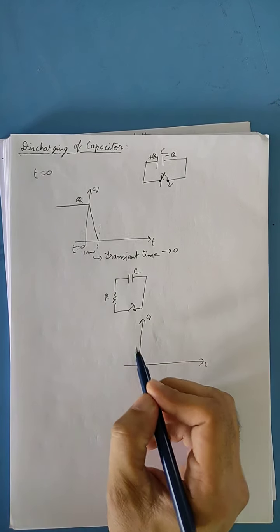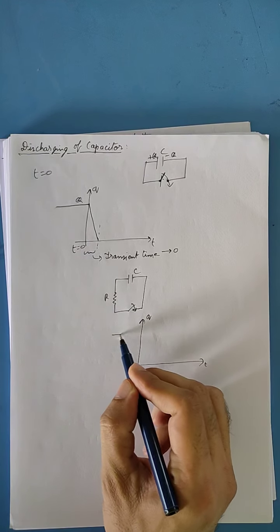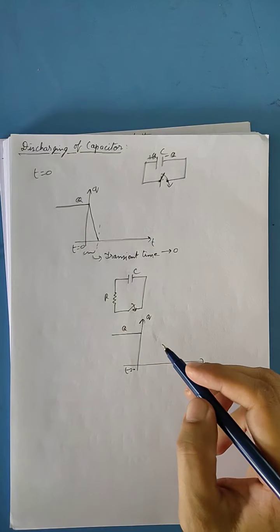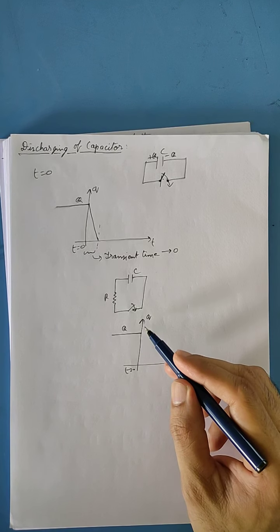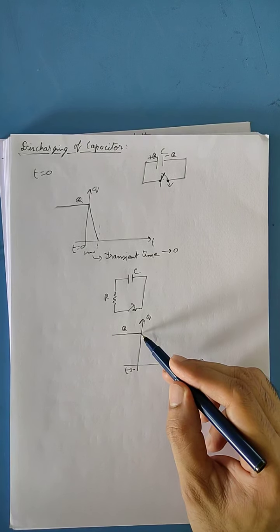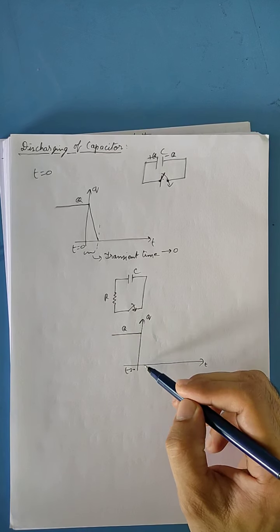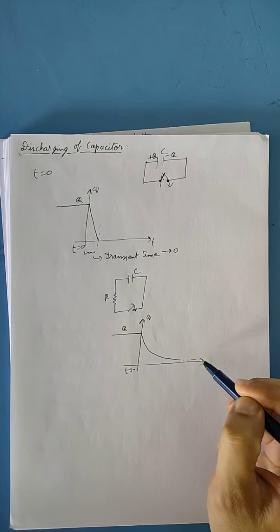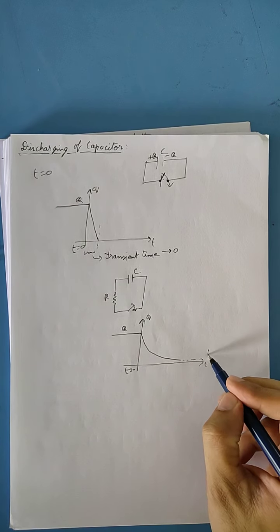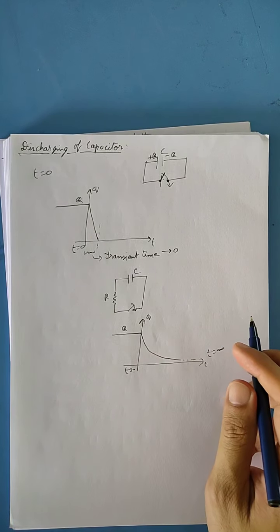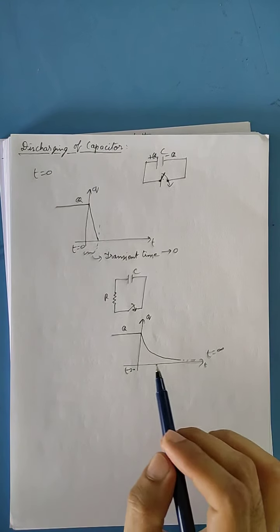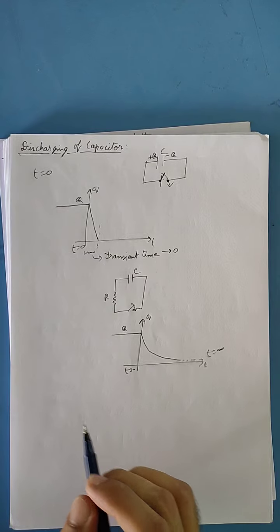then before closing the switch, before t equals 0, the charge will be equal to capital Q, and as soon as the resistance is connected, the process of discharging will be slow. So instead of the charge coming down to 0 quickly, it will gradually come down to 0 in a curved way like this, and at t equals infinity the capacitor will be completely discharged. Now the slope of this curve depends upon the value of R.